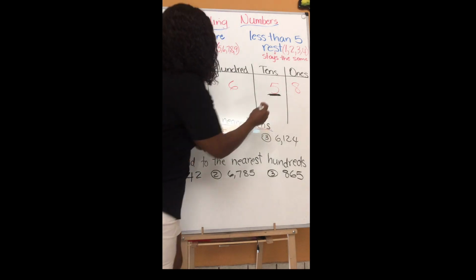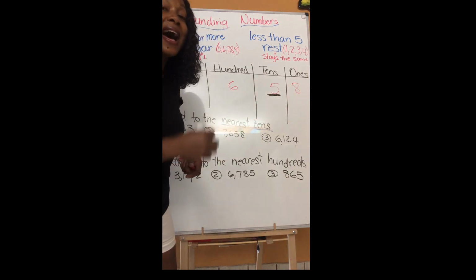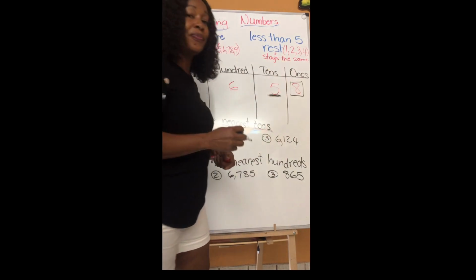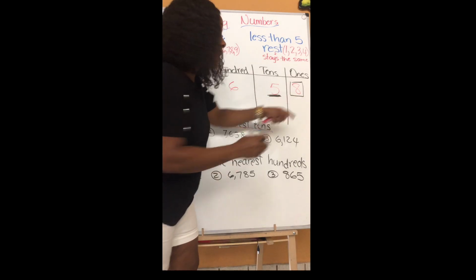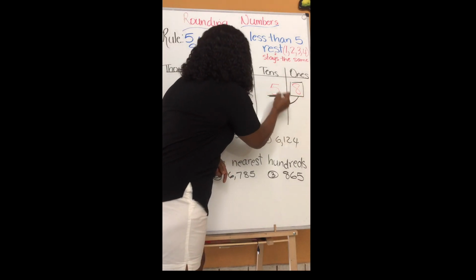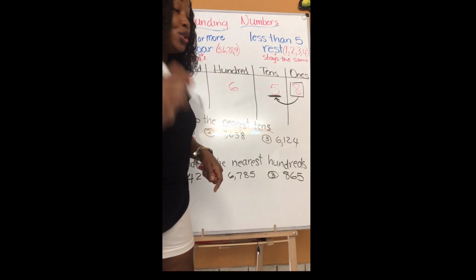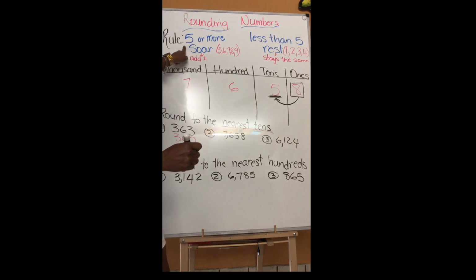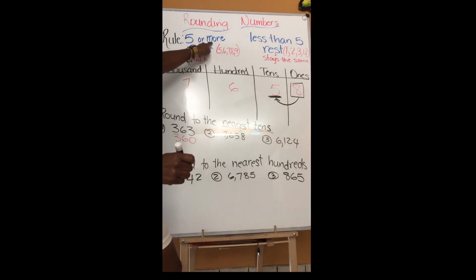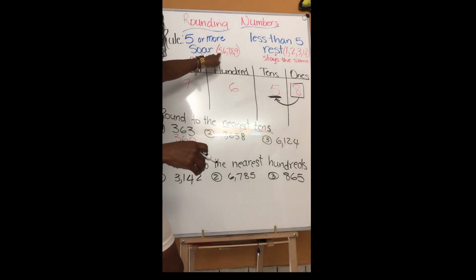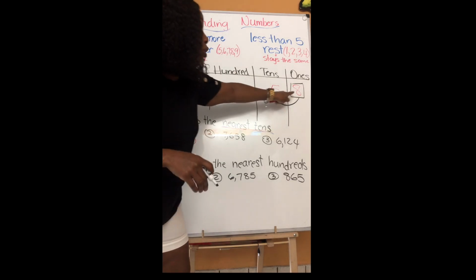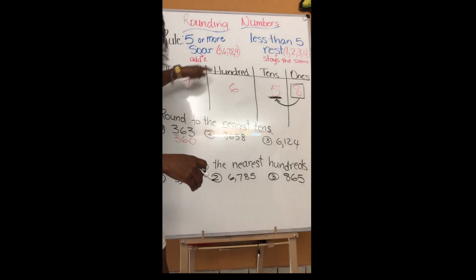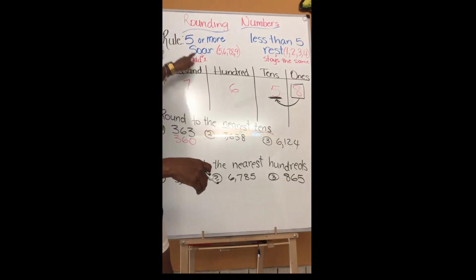Once I find that digit, I underline it. Then I look for its neighbor and I put a box around it. Remember, this is the boss. It is going to tell the one you underline what to do. So my boss here is 8. Over here, it says 5 or more. And by 5 or more, it means 5, 6, 7, 8, 9. So if the digit that you box is 5 or more than 5, it tells this one to soar.